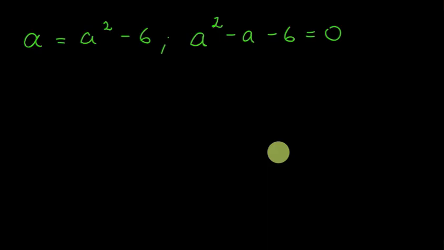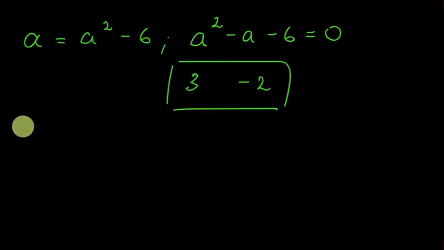We can use discriminant, but I would like to use Vieta's theorem for the sake of this example. You can try and solve it by using discriminant. So what two numbers could I multiply to get minus 6? It would be 3 and minus 2. If I add these numbers, will I get 1? Yes, I'll get 1. So our solutions are 3 and minus 2. So let me write that: a is equal to 3 and a is equal to minus 2.